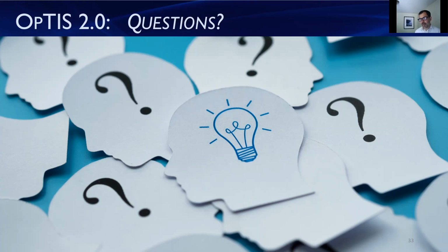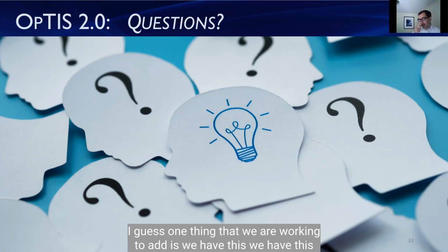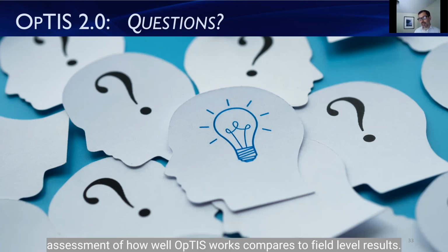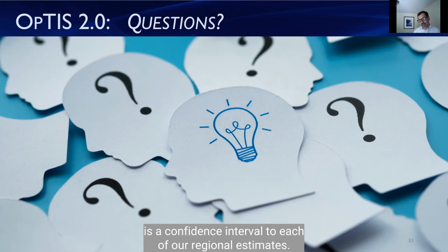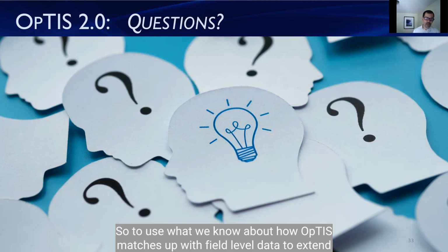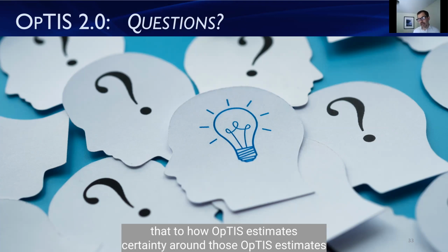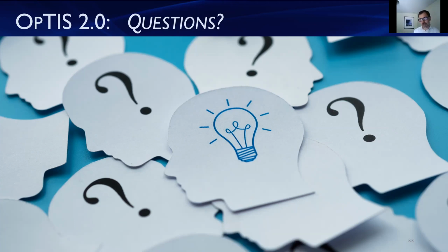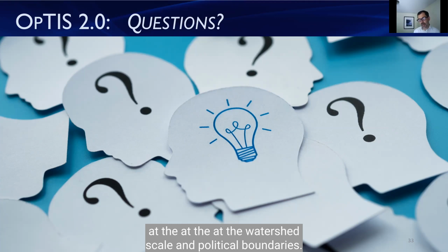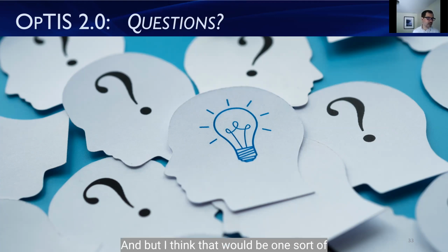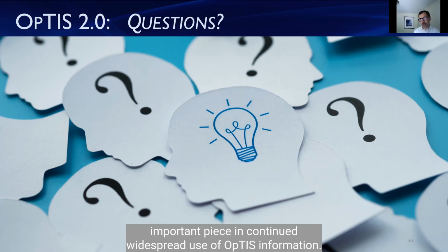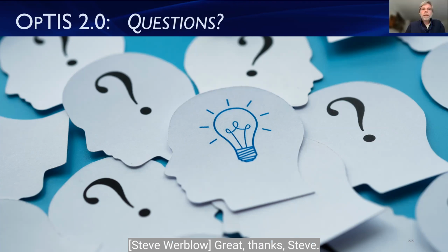One thing that we are working to add is, we have this assessment of how well OpTIS works in comparison to field level results. What we're working to add is a confidence interval to each of our regional estimates. So we use what we know about how OpTIS matches up with field level data to extend that to how certain we are around those OpTIS estimates at the watershed scale and political boundaries. So hope that will be ready for our next release. I think that would be one important piece in continued widespread use of OpTIS information. Great. Thanks, Steve.